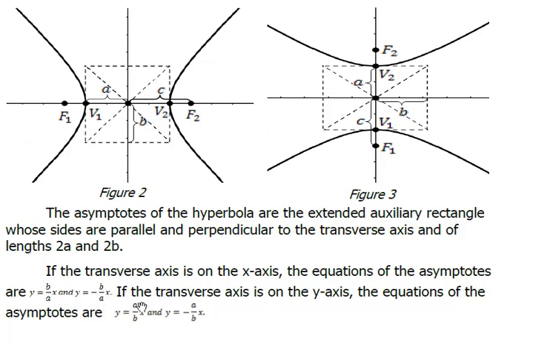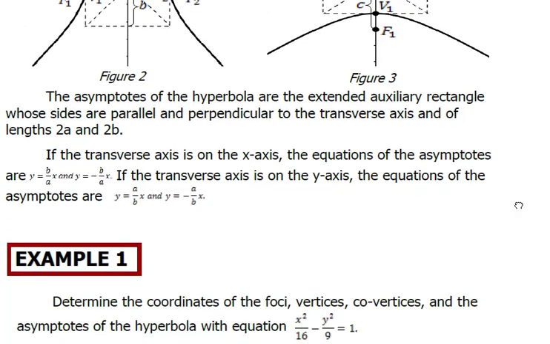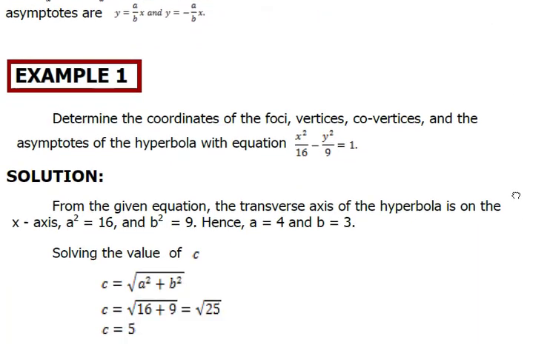Now, if the transverse axis is on the y-axis, as in figure 3, then the equations of the asymptotes are given as y equals a over b x. This is the rising line here, extending it. And the other one is y equals negative a over b x. Let's go over the examples.